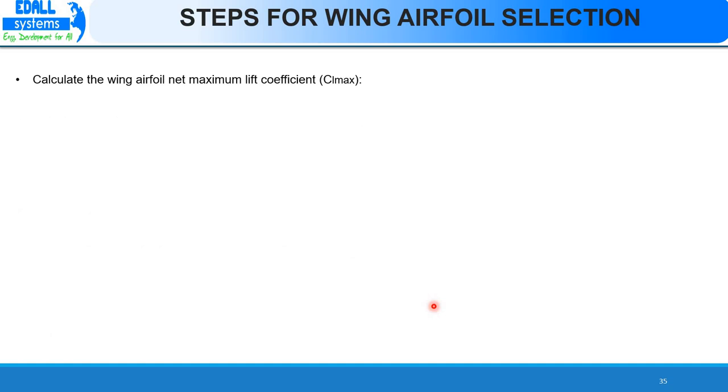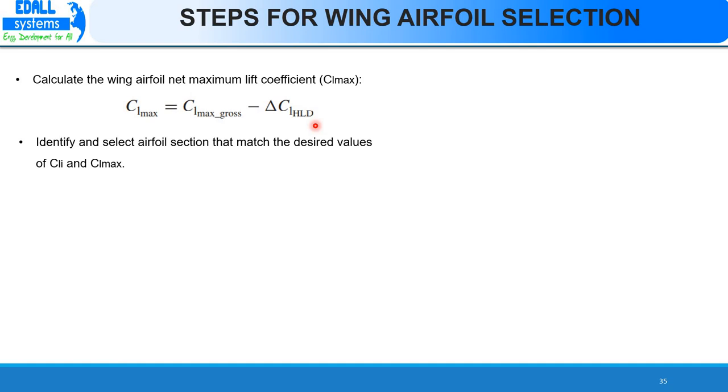Lastly, calculate wing airfoil net maximum lift coefficient, CL max equals CL max gross minus delta CL HLD, where CL max gross is wing airfoil gross maximum lift coefficient and delta CL HLD is lift coefficient increment by high lift device.